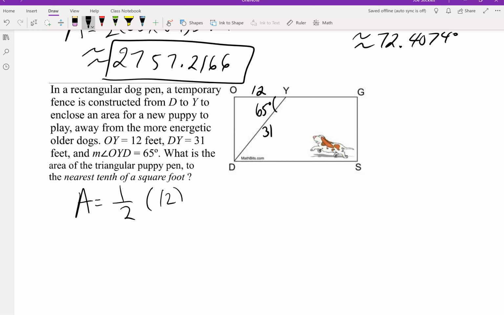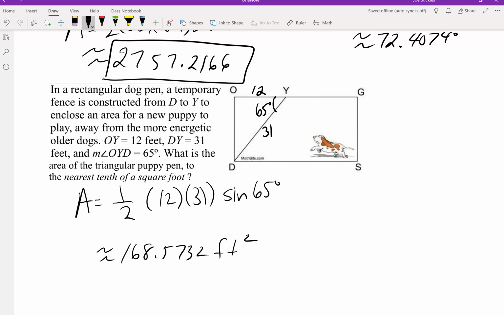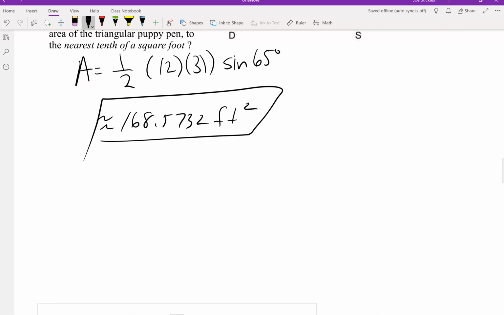1/2 times 12 times 31 times sine of 65 degrees. We do that in this case. We would have times 31 times sine of 65, and we get 168.5732, and I know it said tenth, and I don't really care. Feet squared. All right, so that gives you an idea of an application.